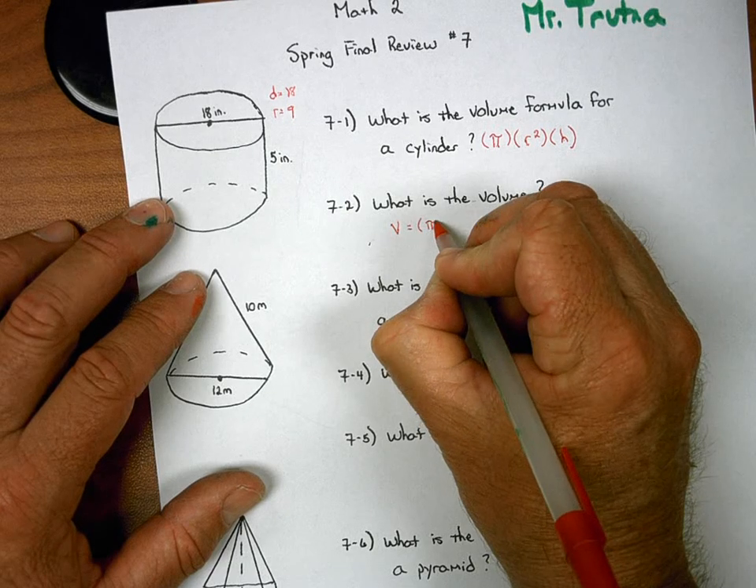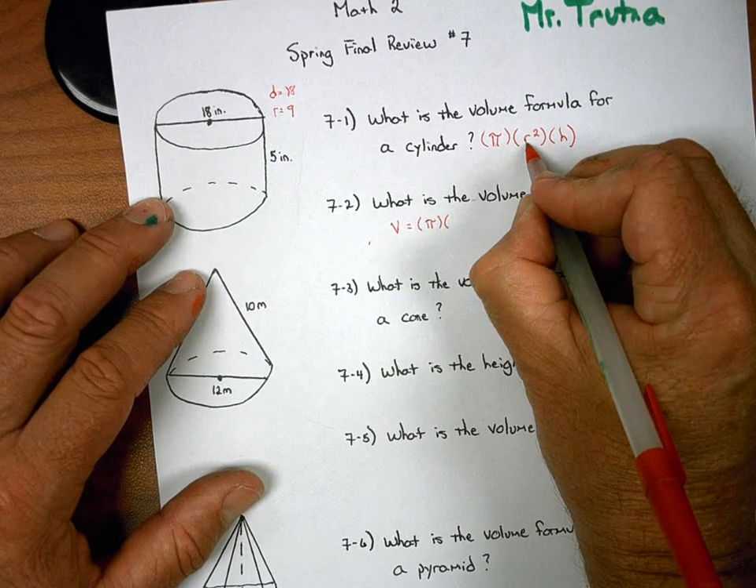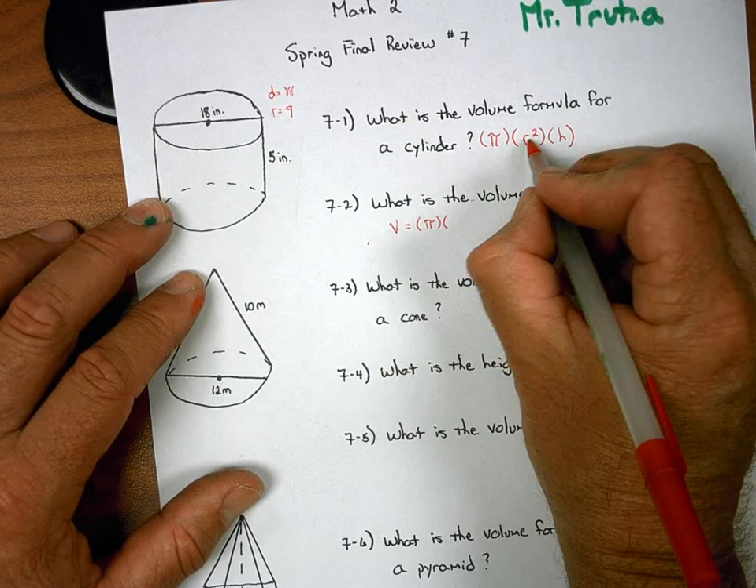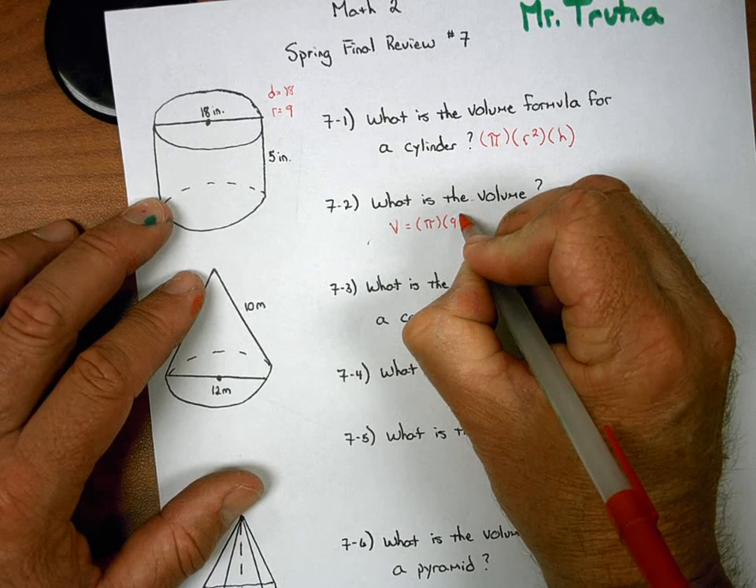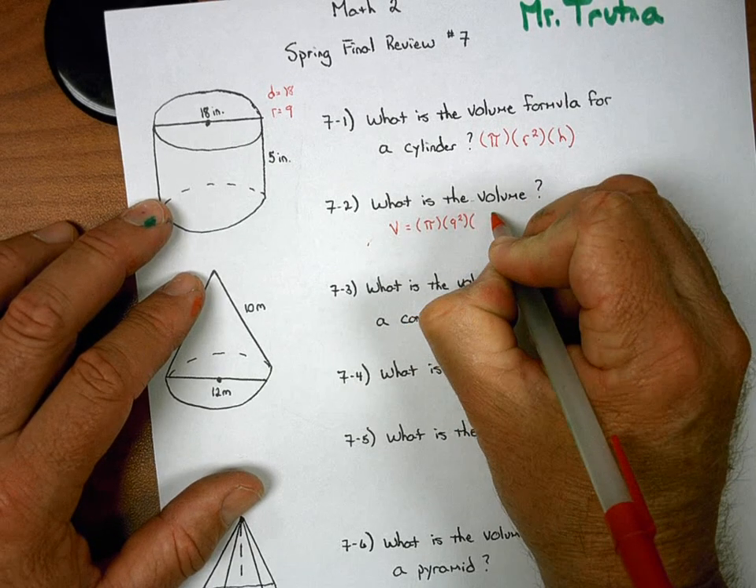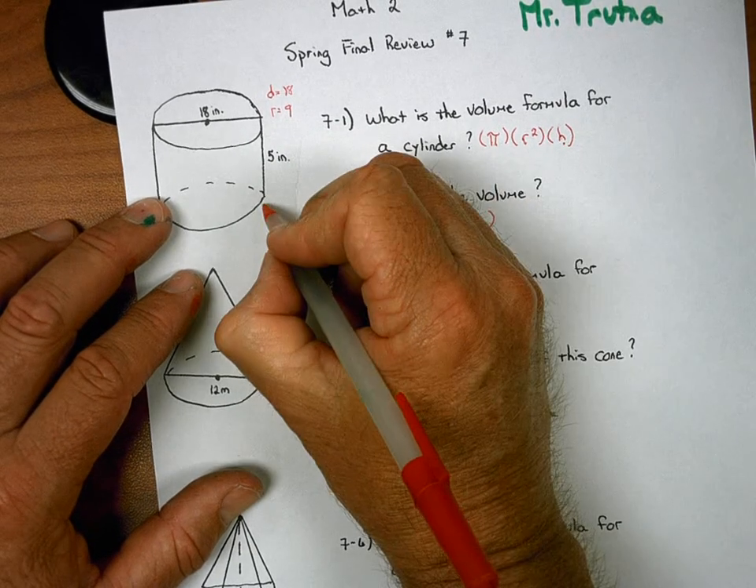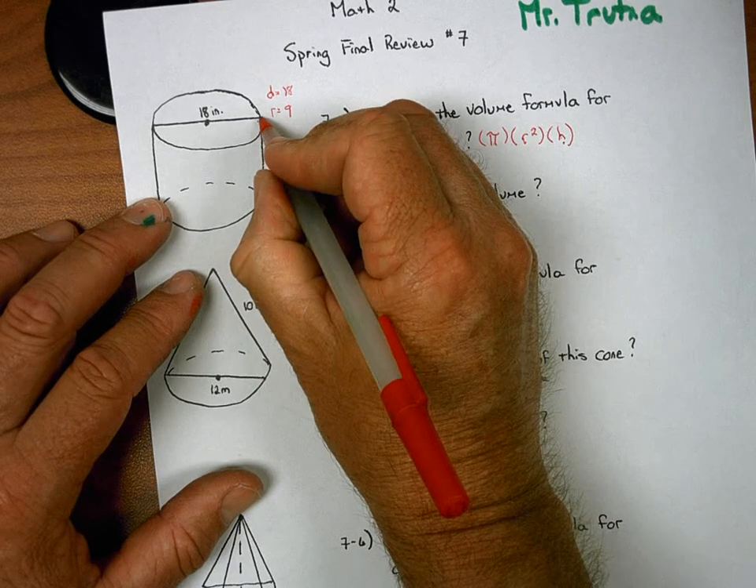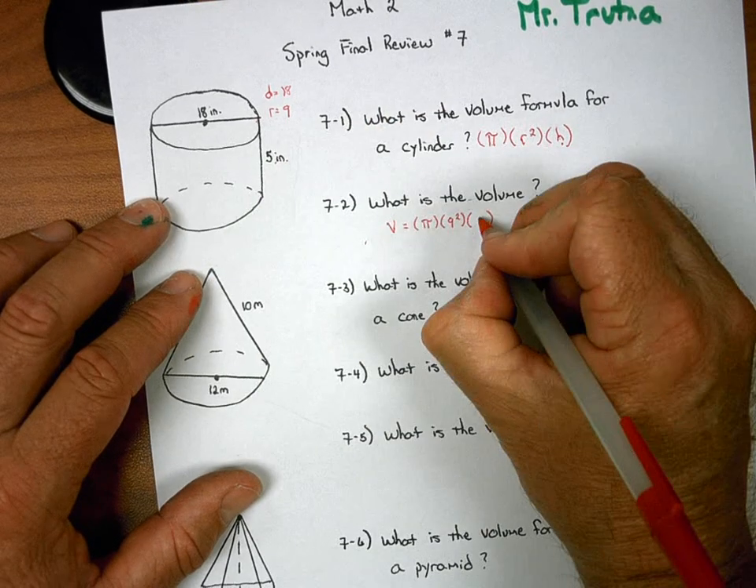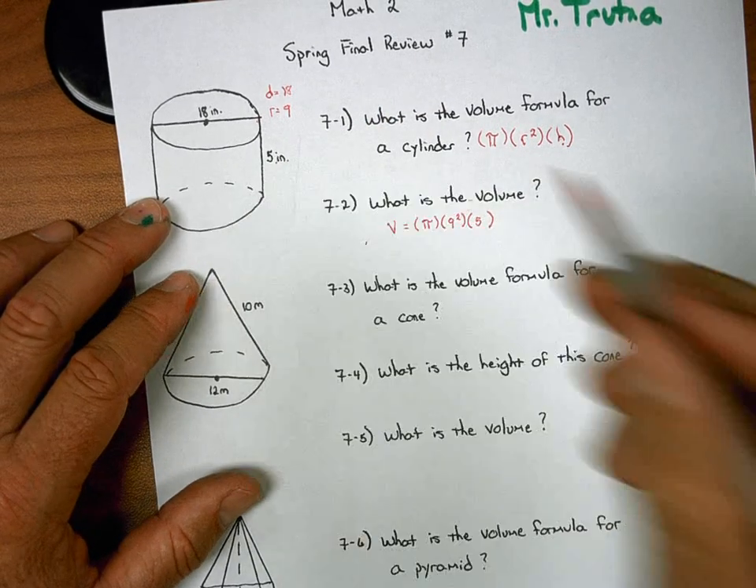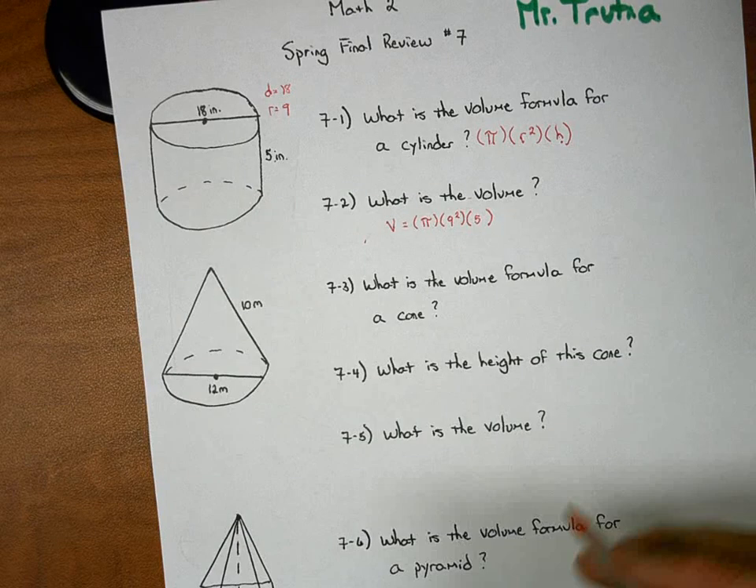So my volume is going to be pi, and then I'm going to multiply it by the radius, which is 9, but it's the radius to the 2nd power, so it's going to be 9 squared. And then I'm going to multiply it by the height of the cylinder, and you can see the height is 5 inches, so that'd be 5. I'm not going to worry about the measurements until I actually work it out.